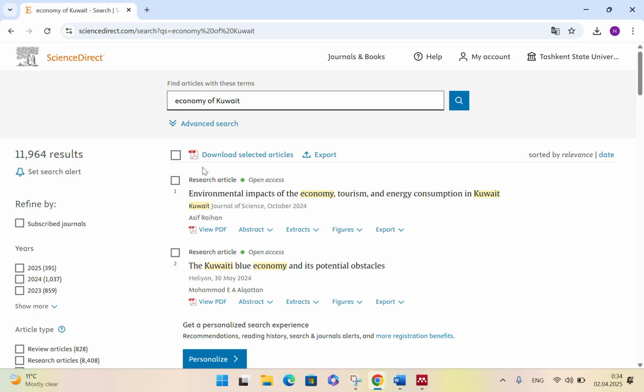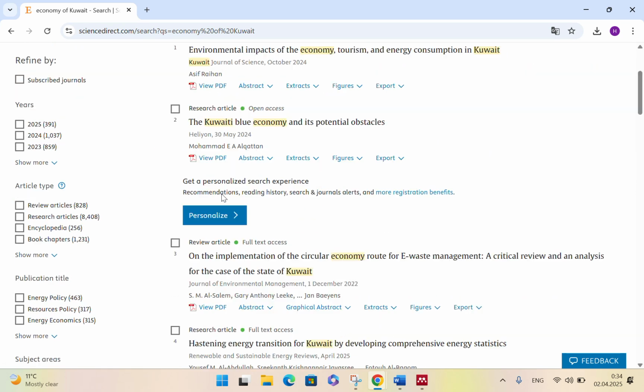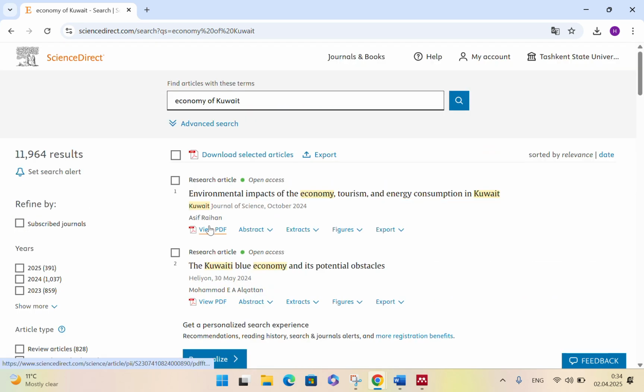So now there are a lot of articles for you. The first thing we need to do is view the PDF. Push the view PDF, and now our PDF will be downloaded.